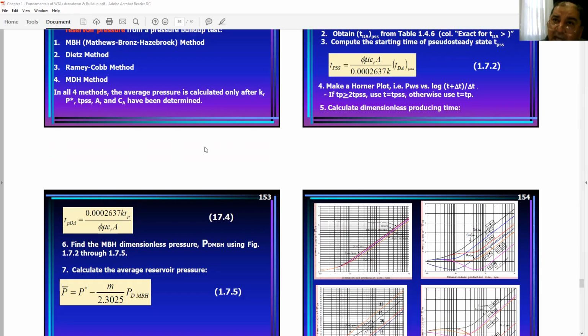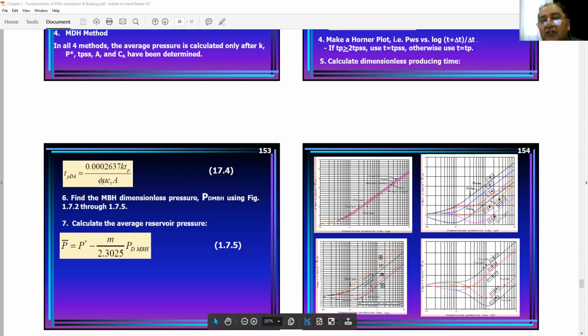From the production time tp, you have to calculate what? The dimensionless time of the producing time, the dimensionless production time tpDA, using equation 174. Now going to the 4 figures here, based on the shape of your reservoir, you can calculate what's called PDMBH, and then put PDMBH here.